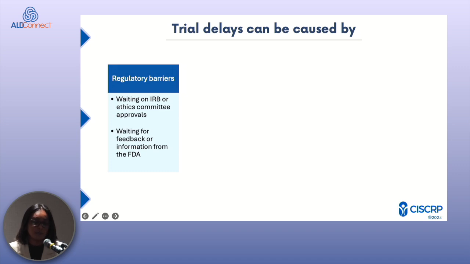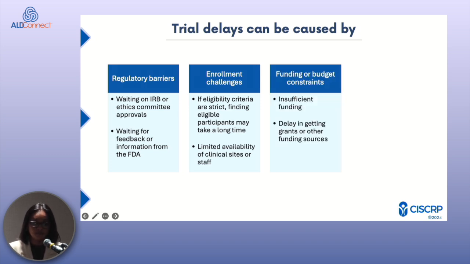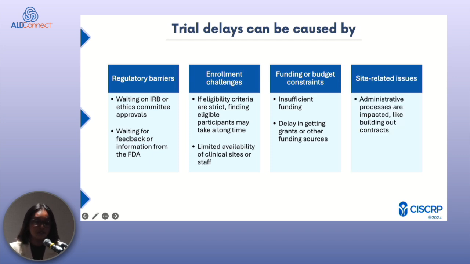So for example, if the trial staff are waiting for feedback from the FDA, and then enrollment challenges. So if the eligibility criteria is strict for a trial, it may take a while to enroll participants into the trial. Funding or budget constraints. So if there are delays in getting grants or other funding sources. Site-related issues. So if there are administrative processes that are impacted, for example, if building contracts is impacted.